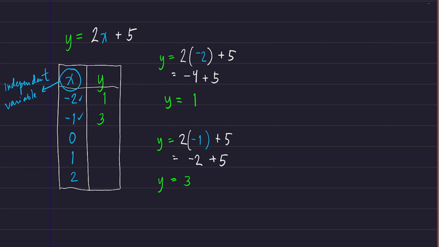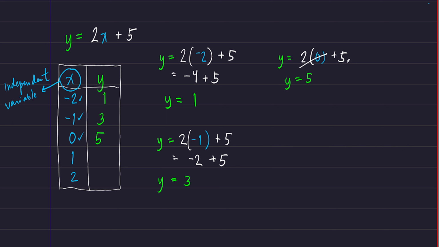Next, we have 0 as a value of x. So, we have y is equal to 2 times 0 ngayon plus 5. 2 times 0 is automatically 0. So, ang natira na lang ay 5. So, we have y is equal to 5. So, lagay natin dito, 5.